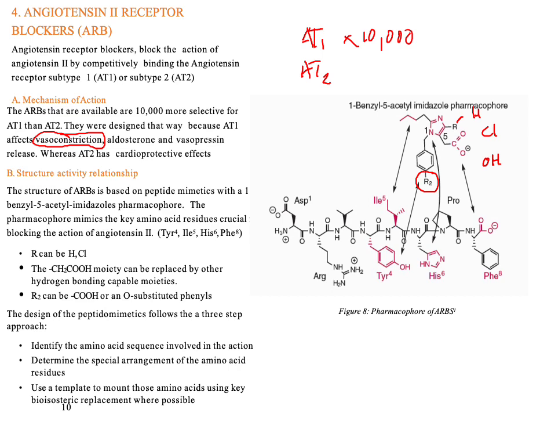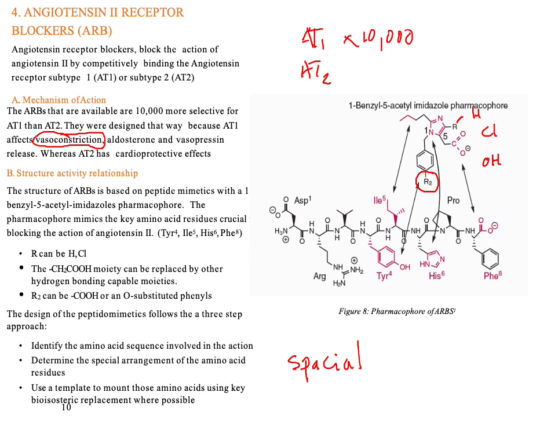So when you talk about designing peptidomimetics, there's basically three basic steps. You have to identify the amino acid sequence that's involved in the action. So you have many amino acids in those proteins, but which one is actually involved in the action? Which one causes the activity? Once you have the sequence of amino acids, then you have to determine the spatial arrangement of the amino acid residues. Once you have the spatial arrangement, then you use a template to mount these amino acid residues. And then you can use key bioisosteric replacements to substitute for these amino acids.